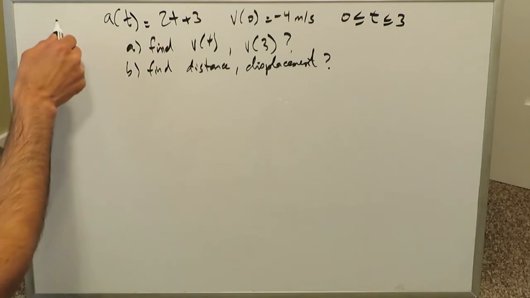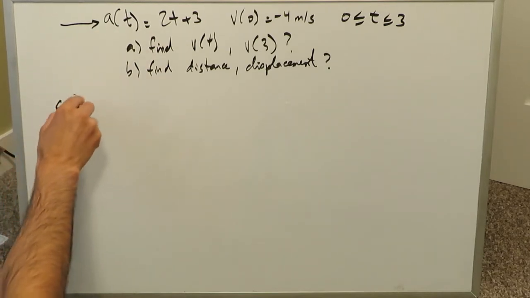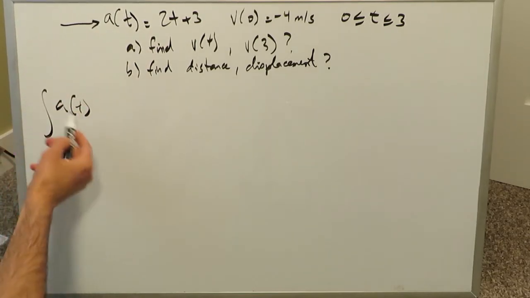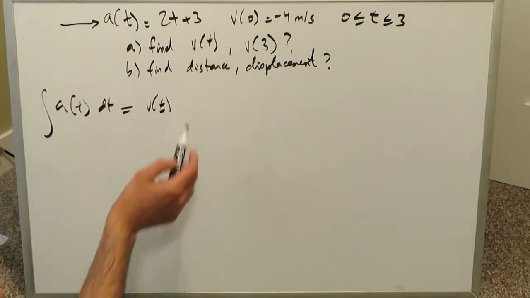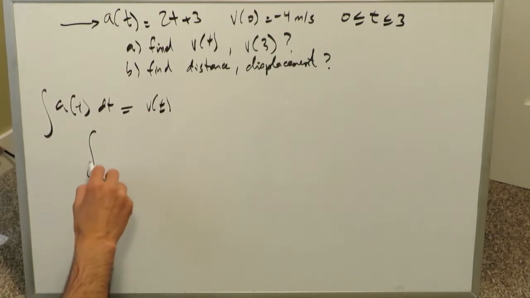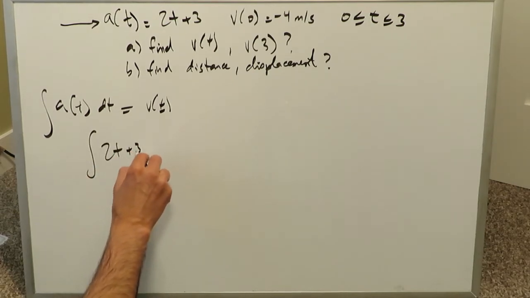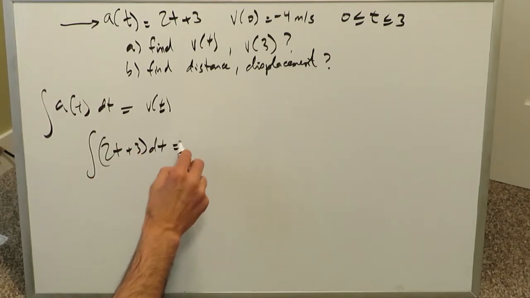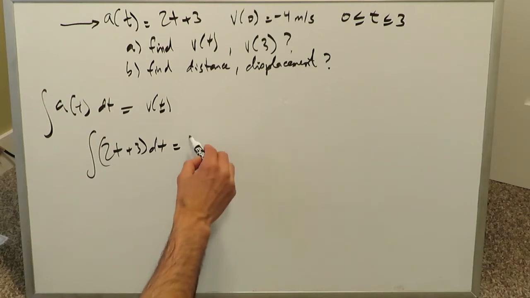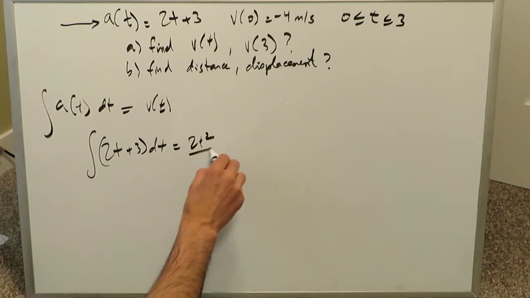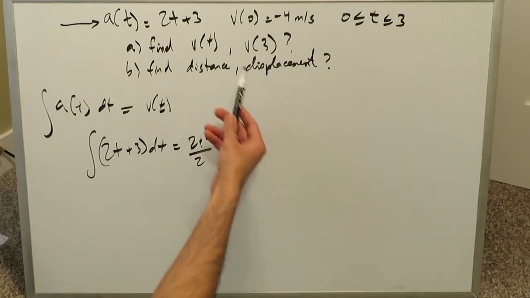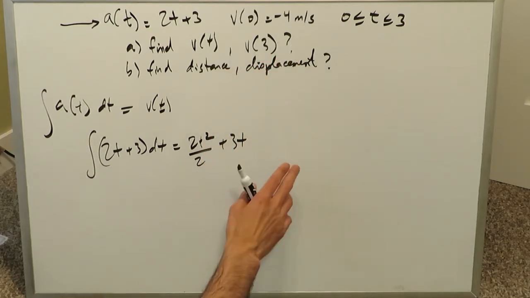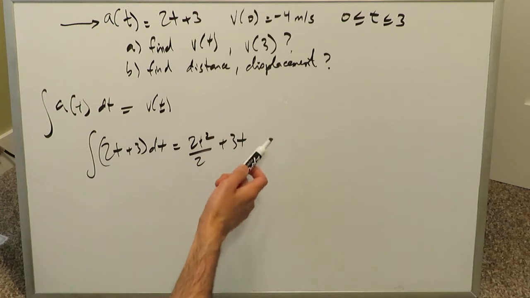We're given here the acceleration. If you are given the acceleration function and you do its integral, you're going to end up at the velocity function, and that's exactly how you should proceed. If you take this function, 2t plus 3 dt, and you integrate it, the antiderivative will be 2t squared over 2 plus 3t, and you must add the fact that you have this initial velocity of minus 4, which is the velocity at time 0.